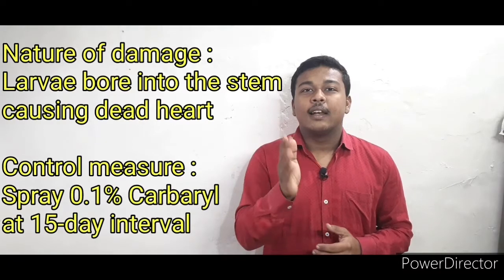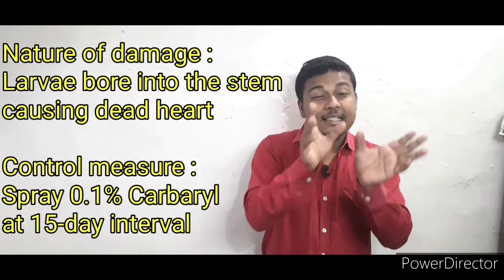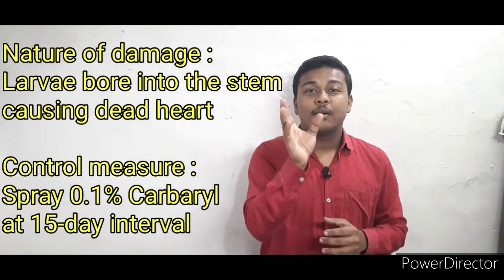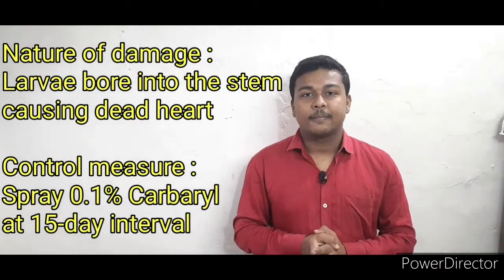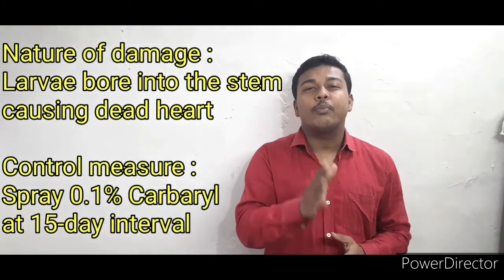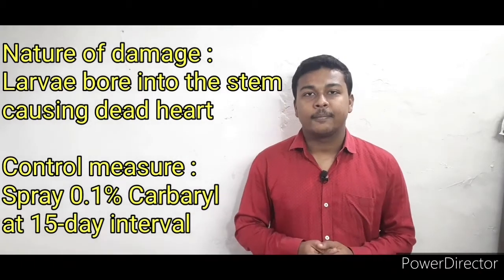In this, the larvae bore, as the name suggests, stem borers. So they bore inside the stem, causing dead heart. And to control this, spray 0.1% Carbaryl at 15 days interval.